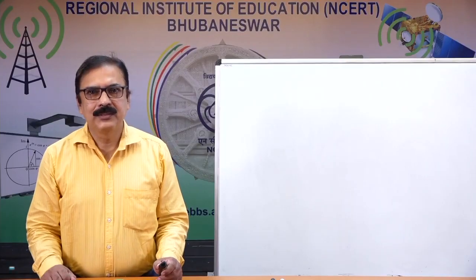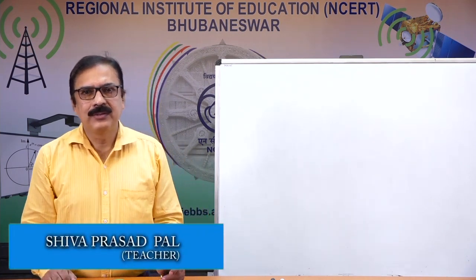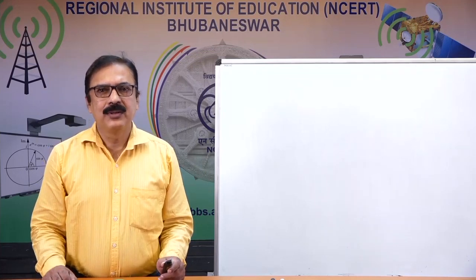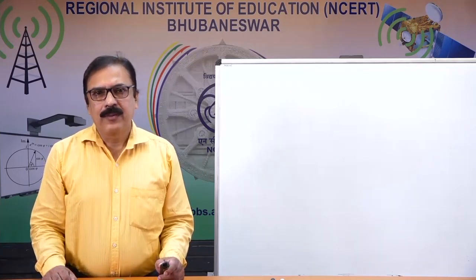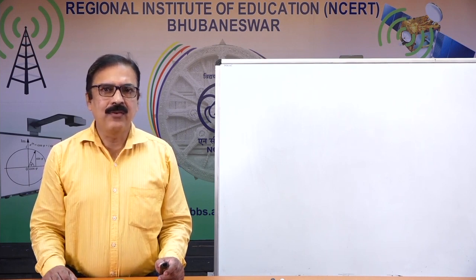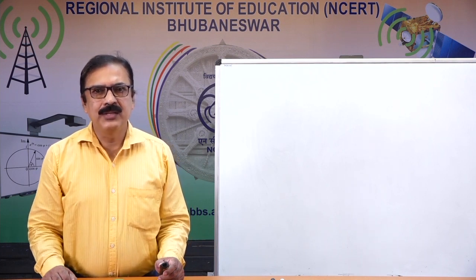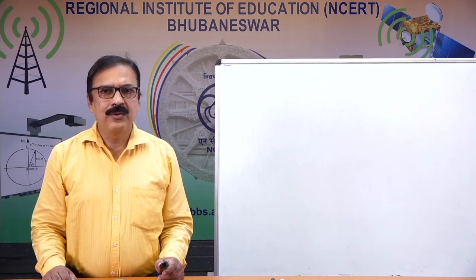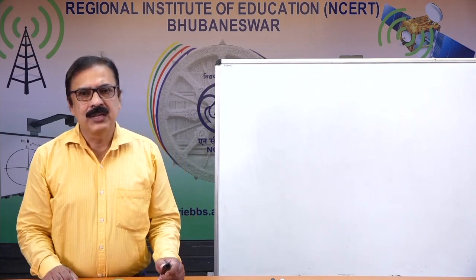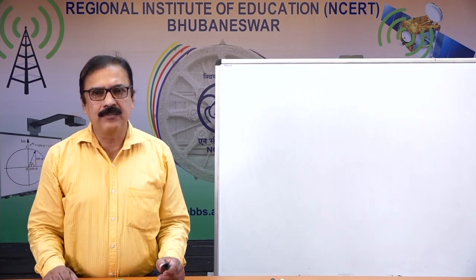Welcome students. In the previous class we studied the zeros of a polynomial, meaning for a polynomial with one variable, for which value of the variable the value of the polynomial is 0. Now we will discuss some more things about polynomials. Here it is the remainder theorem.